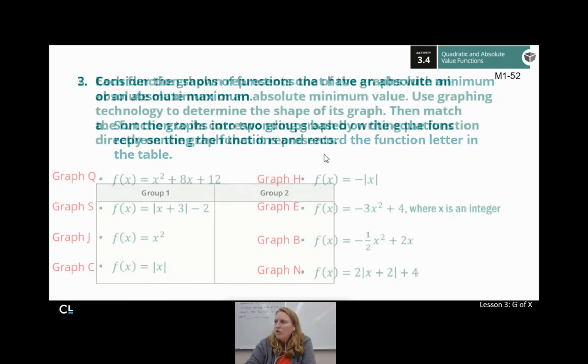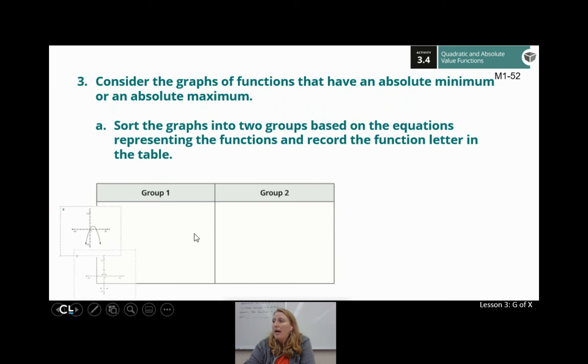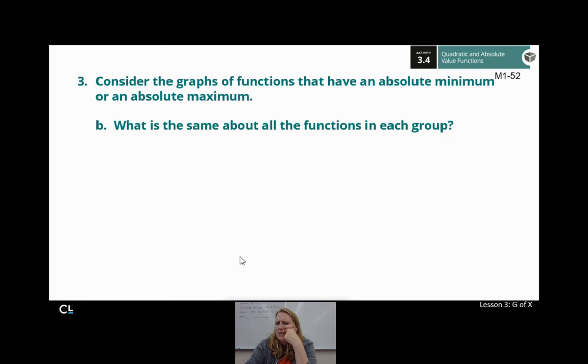So I sorted into two groups. I sorted it into groups that had an x squared, and then a group that had the absolute value guys. My x squared guys were graphs B, E, J, and Q. My absolute value guys were graphs C, H, N, and S. But now that you're looking at it, you probably notice something about the graphs themselves. What is the same about all of the functions in each group?